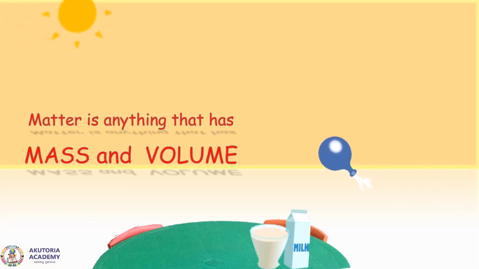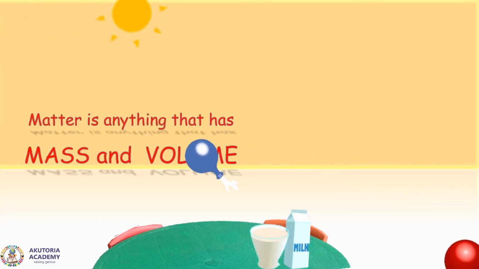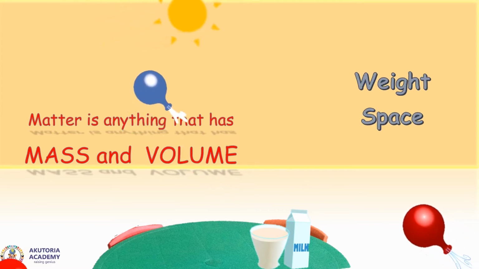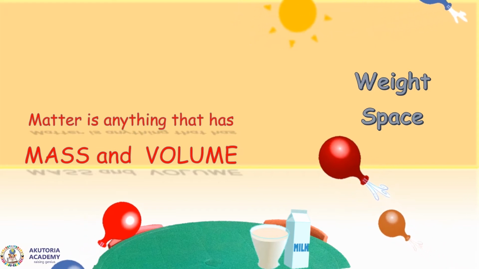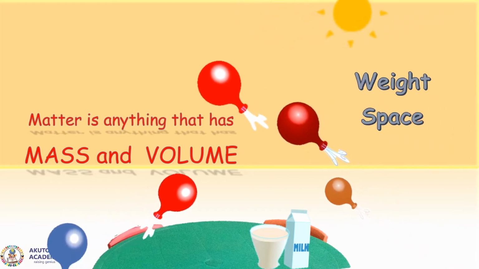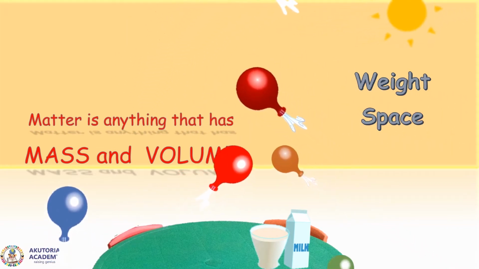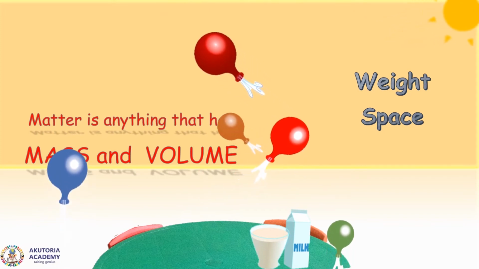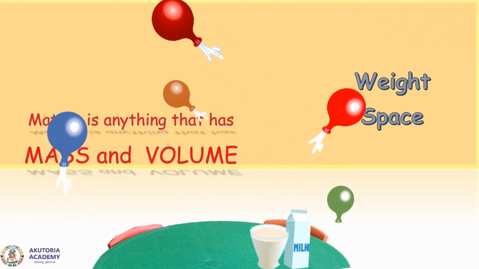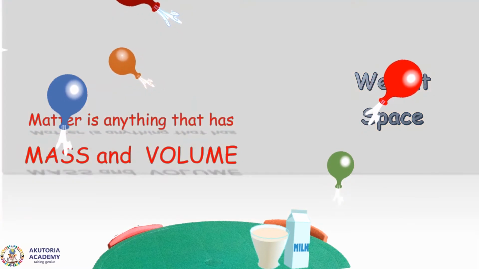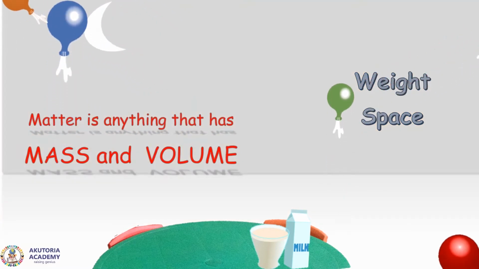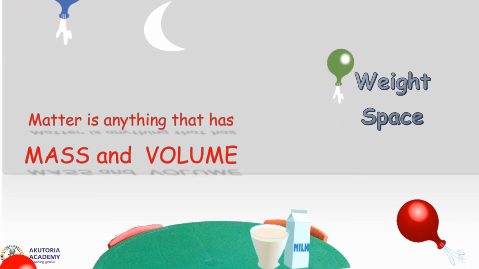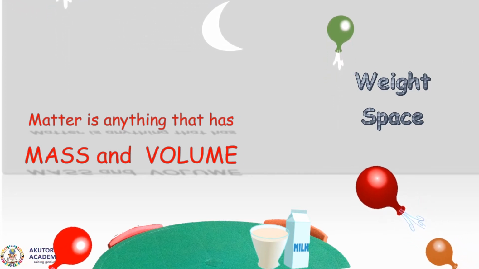Matter is anything that has mass and volume. Because of its mass, it can exert weight and pressure on an object. And because of its volume, it can occupy space, just the way the air you blow in a balloon fills up the balloon. Because of the volume of the air, it can occupy the space in the balloon.